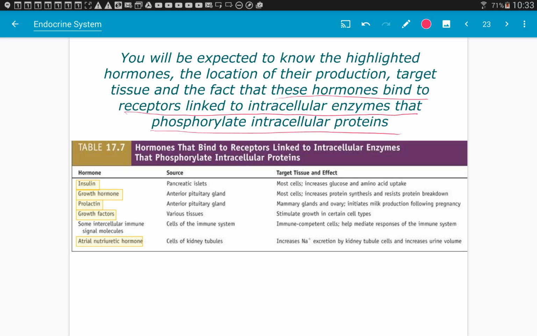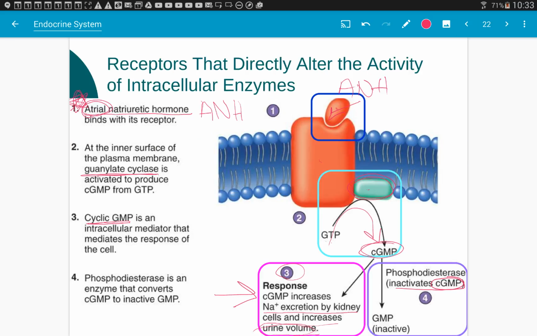Okay, so hormones that you'll need to know: insulin, made in the pancreas, growth hormone, prolactin, growth factors, and there's various growth factors, and there's your atrial natriuretic hormone, which is interesting. Did I screw that? Maybe. Yeah, this one does not have a G protein, so this one should have been in the next one. Sorry. No G protein here. Okay, let me make sure we're clear on that.